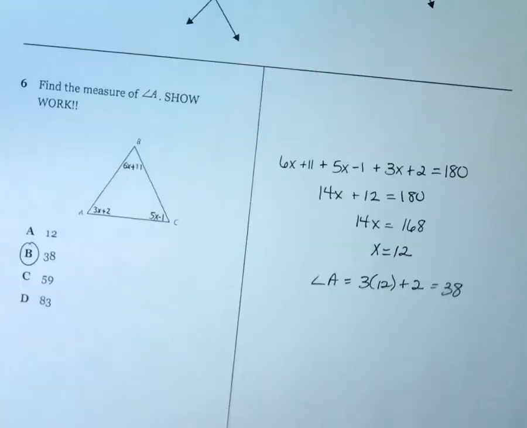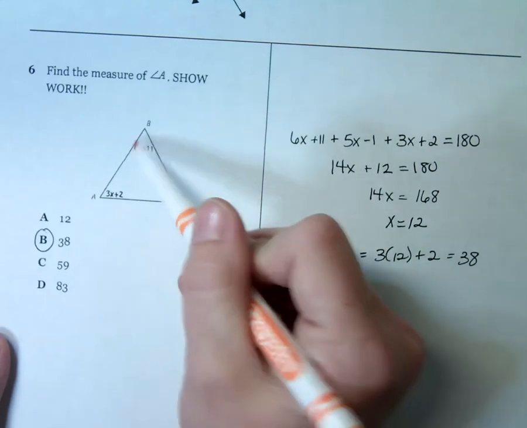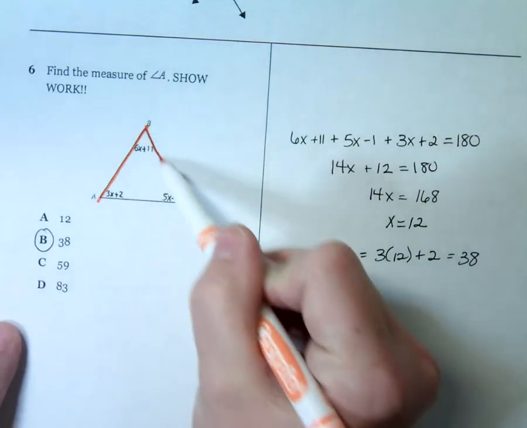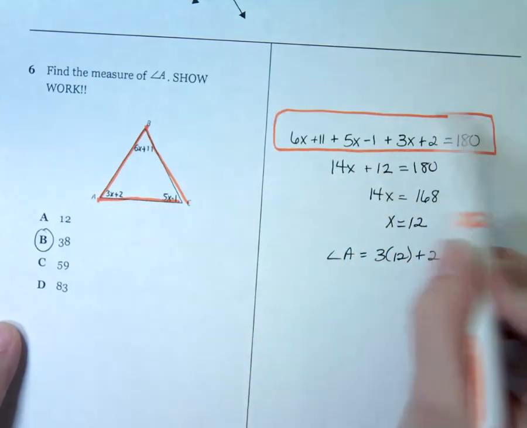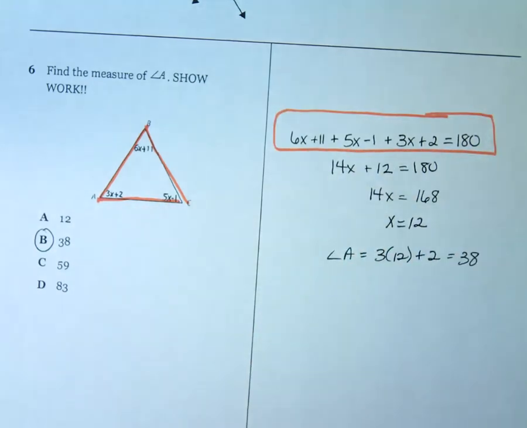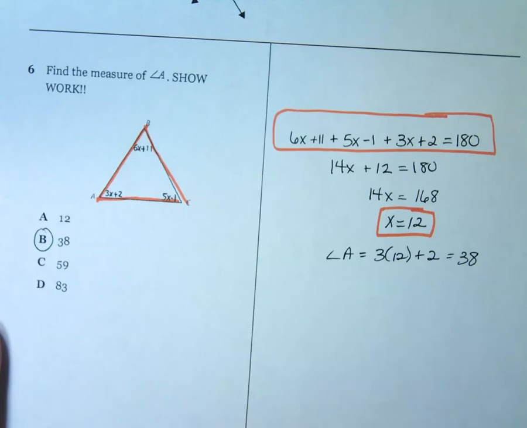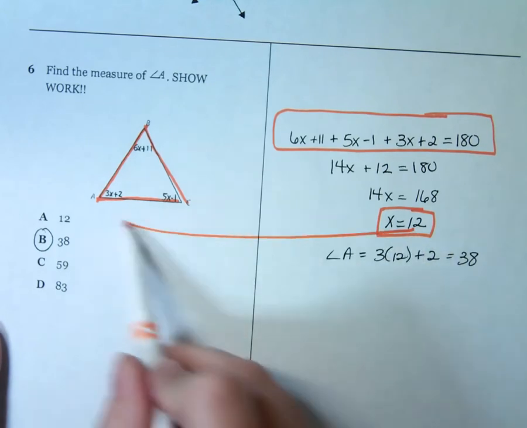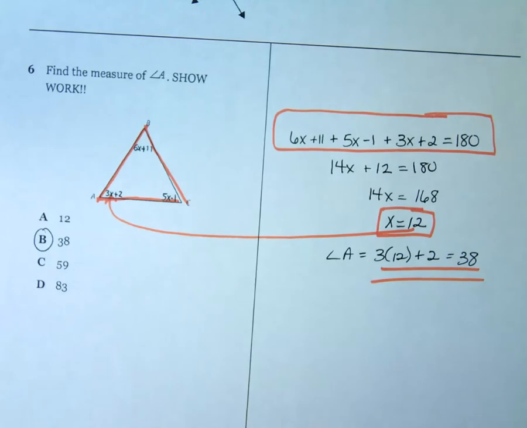Okay, this next one. We want to know the measure of angle A. And so I know anytime I have three angles in a triangle, those three angles add together to equal 180. I combine like terms and I solve the equation and I get x is 12. And if I want to know the measure of angle A, I just take 12 and plug it in that x, and that makes a 38 degree angle.